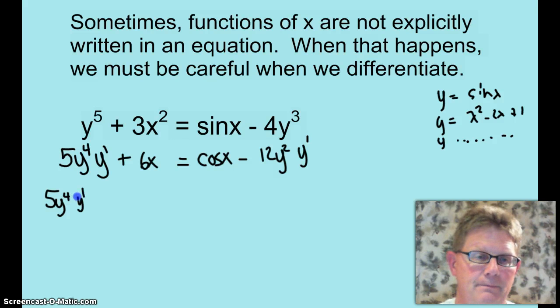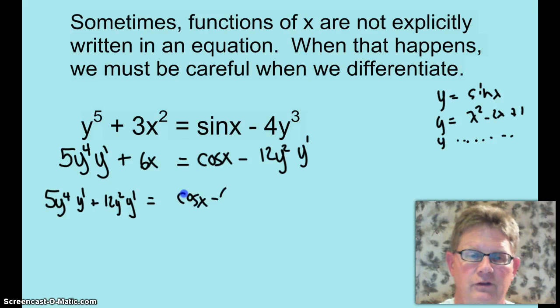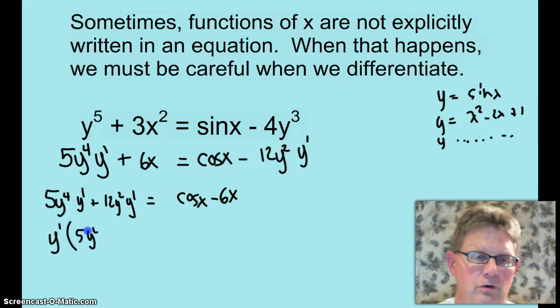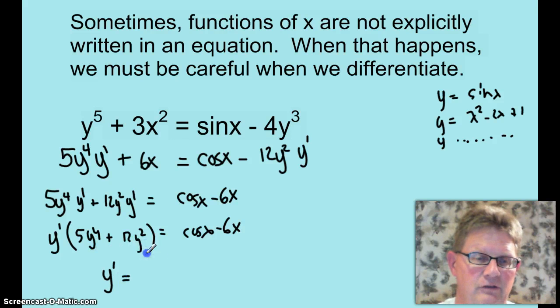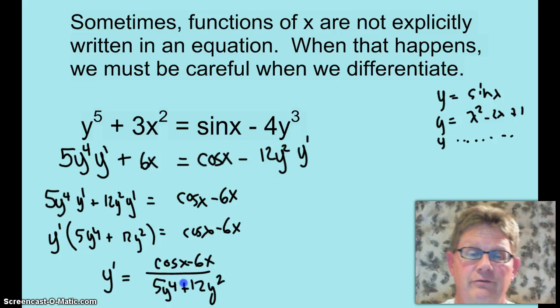4y y prime plus 12y squared y prime equals cosine of x minus 6x. There. I got all the terms with y prime on one side. We're going to factor that. 5y to the fourth plus 12y squared equals cosine of x minus 6x. And then to find y prime, we're going to divide both sides by that set of parentheses, so the final derivative is cosine of x minus 6x all over 5y to the fourth plus 12y squared. And there's the derivative of y.